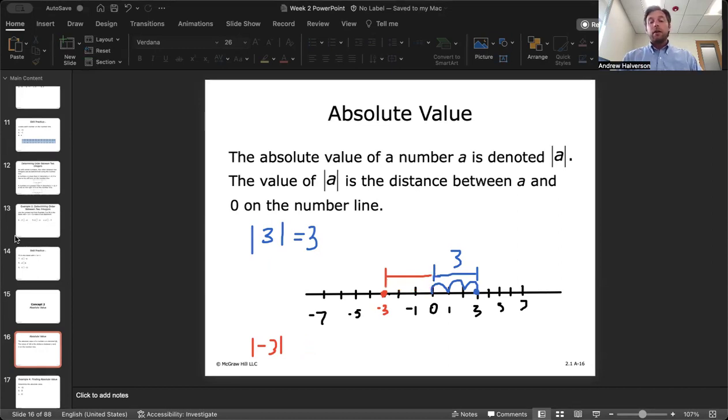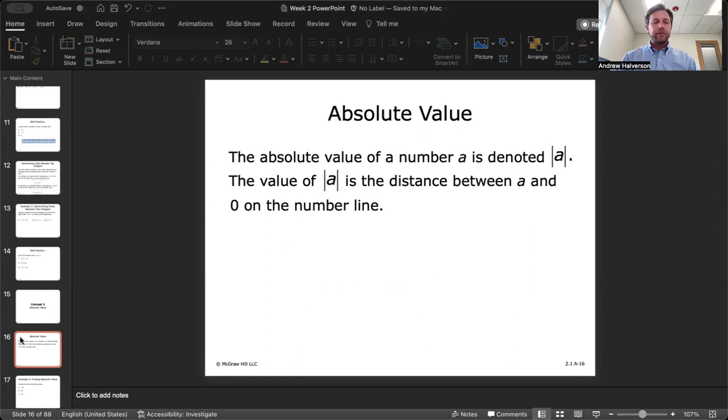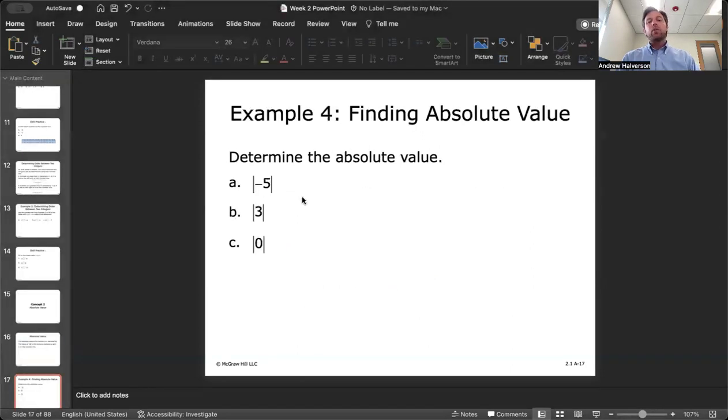Okay, so let me take some of this down because it's nice to have our number line drawn. So let me clear it. And so when we do these answers here, determine the absolute value of -5. It's asking us the distance between 0 and -5. So we have to move 5 units, to the left, but we have to move 5 units to get from 0 to -5. So the absolute value is 5.